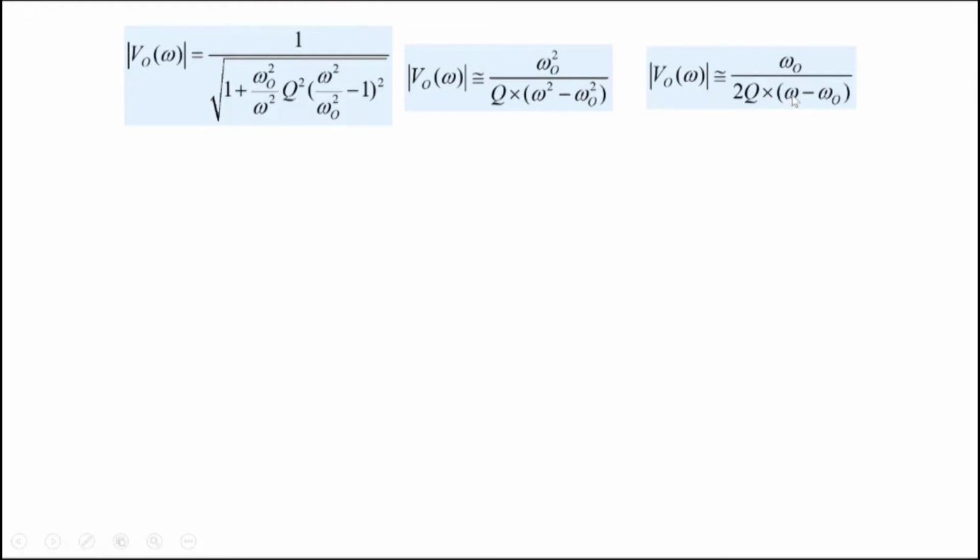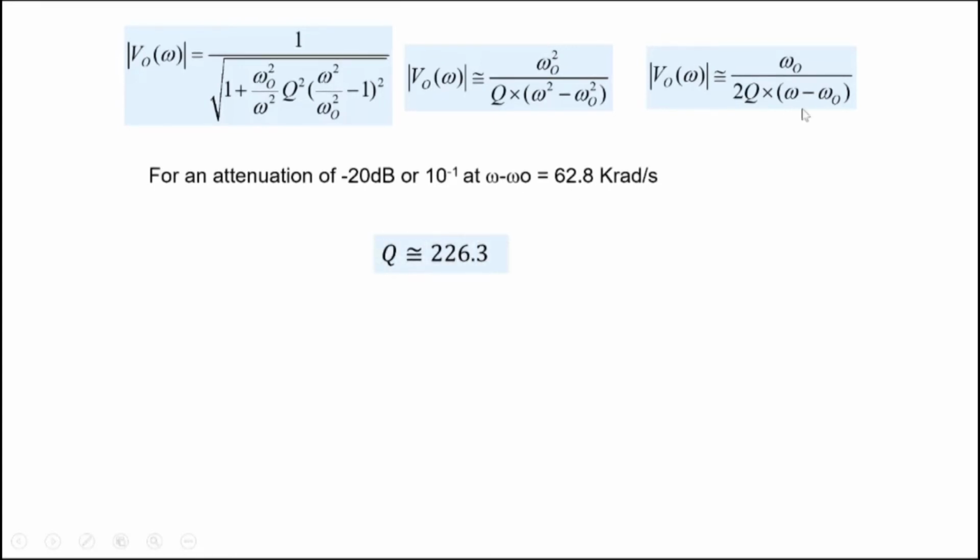We can further simplify it like this here. And so for an attenuation of minus 20 dB at omega minus omega naught, we are rejecting basically a 460 kilohertz signal. So 460 kilohertz minus 450 kilohertz multiplied by 2 pi is 62.8 here. If we plug in the values of omega naught and omega minus omega naught, we'll find that we require a Q of 226.3 to be able to reject that 460 kilohertz signal. So Q equal to 226.3 at 460 kilohertz.